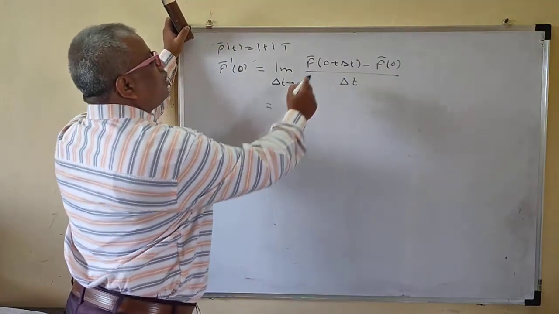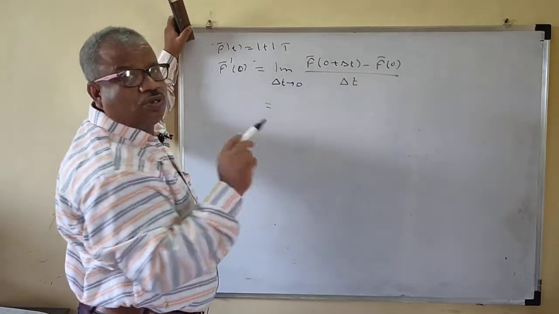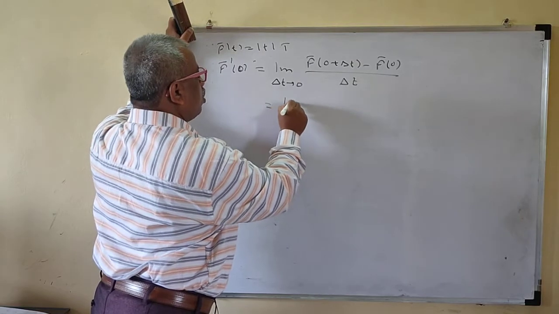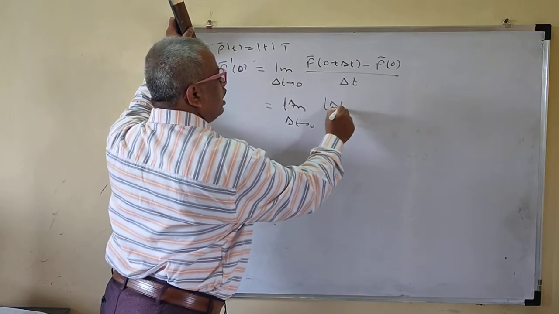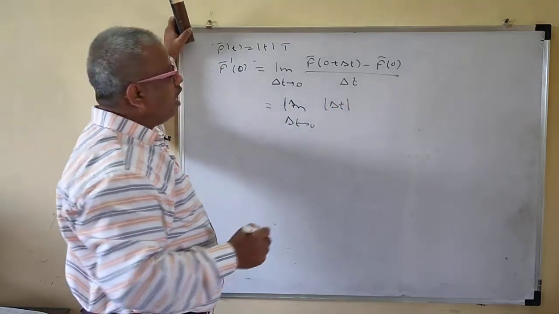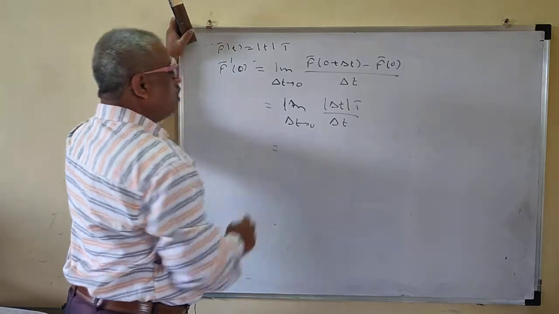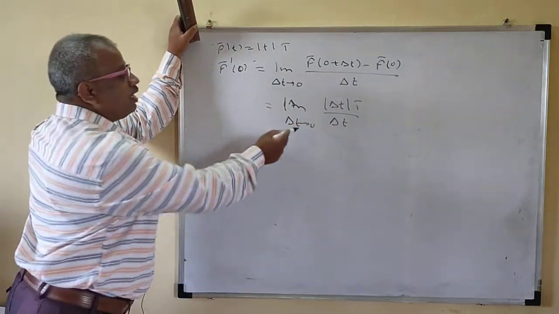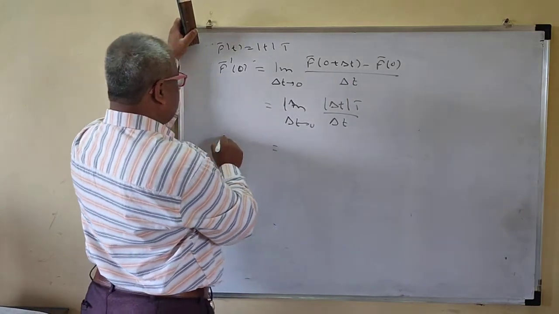So f bar of 0 is 0, since at t equal to 0, mod 0 is 0. This is then the limit as delta t tends to 0 of mod of delta t i bar upon delta t. Now here mod of delta t is there and delta t tends to 0, so you have to take the left hand derivative and right hand derivative.